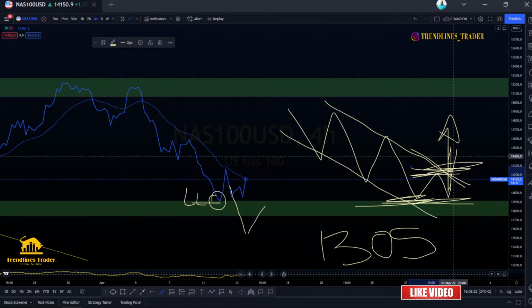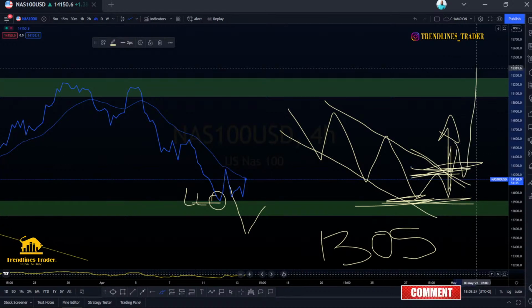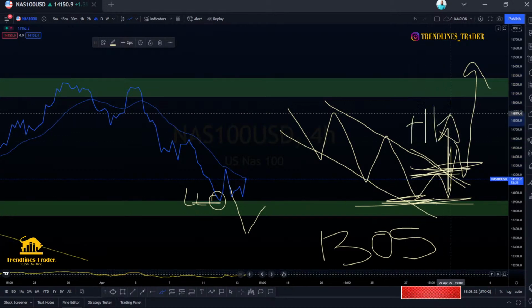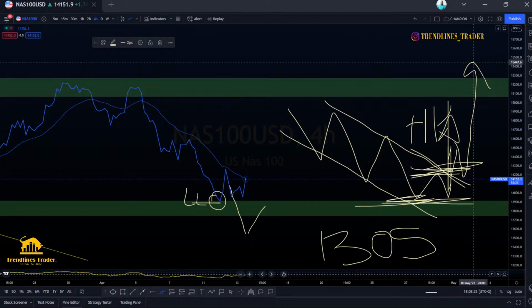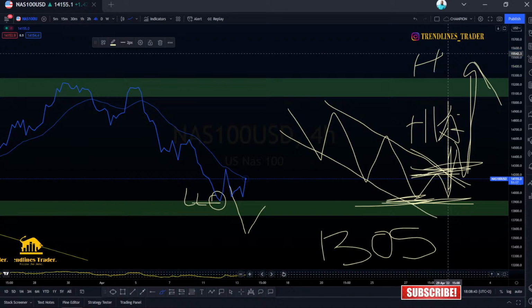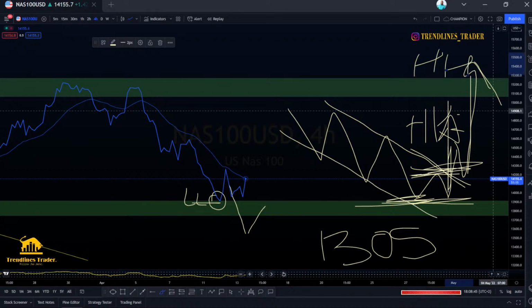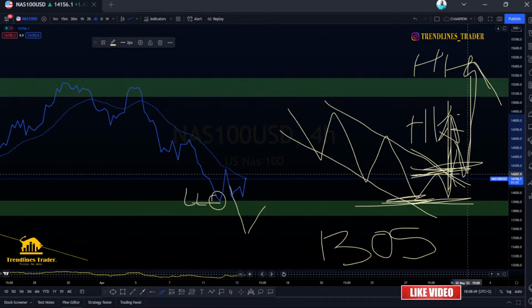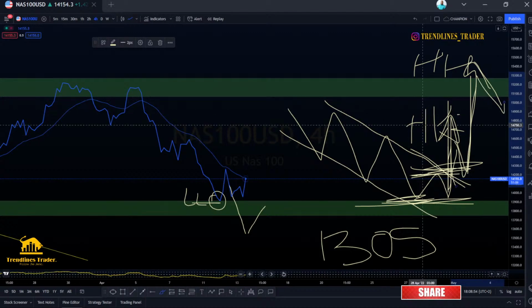Then after breaking the structure, we just have to wait for a retest and a push towards the upside, because the price will be giving us a higher high. I hope this is visible. And when it pushes towards the upside, breaking this level, the higher high, it's giving us another higher high. When it was retesting, it was a higher low, giving us higher high, higher low. I hope that makes sense.